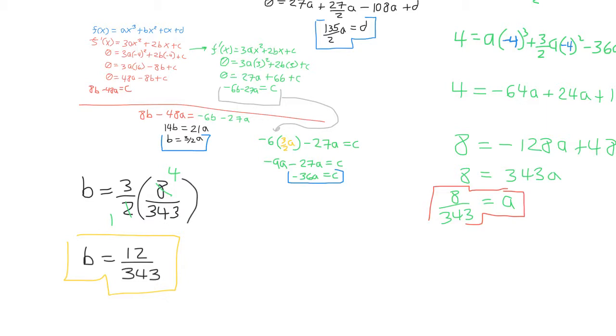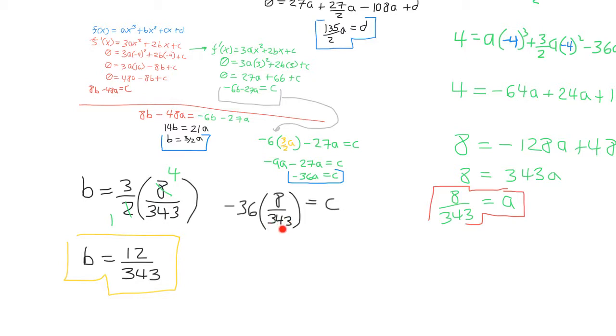Okay, focusing now on, we just solved for B, literally. Let's solve for C. So C is negative 36 times whatever the heck A was. A is 8 over 343. So here we are.